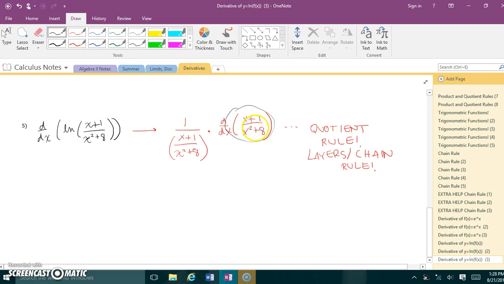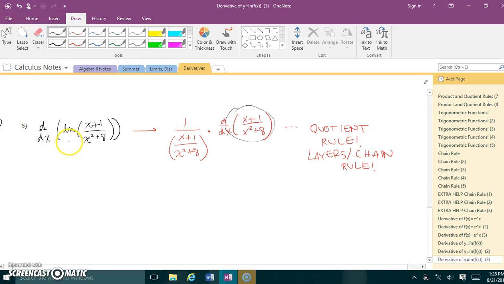It's doable. I've done it out, and it equals the same thing either way, whether you do it this way or the way I'm about to show you. But this is just a little messy with the quotient rule, the layers and chain rule. So let me show you another way. Again, either way works, but just to show you some simpler ways.